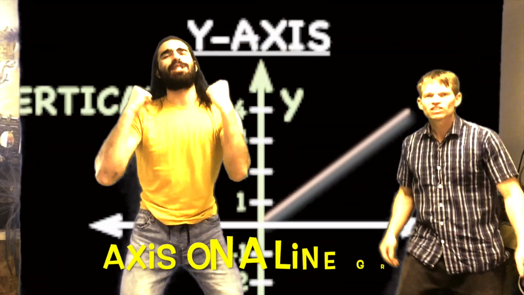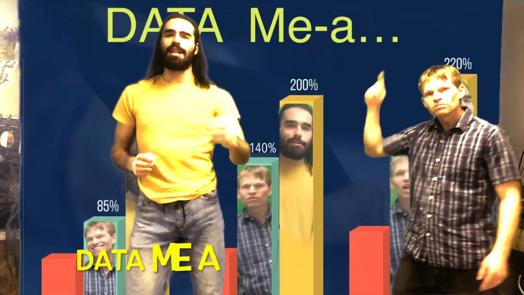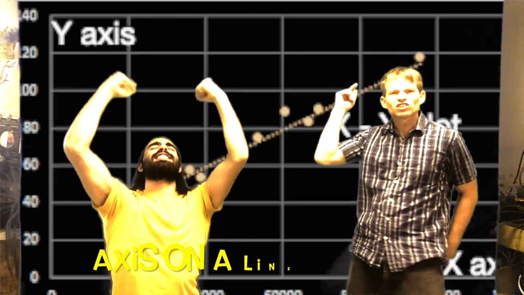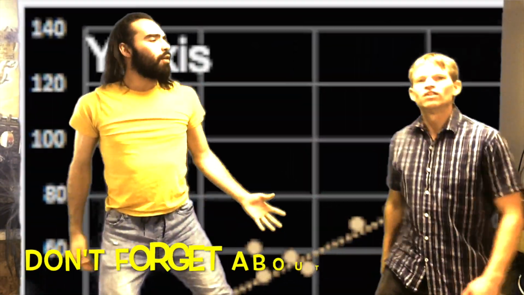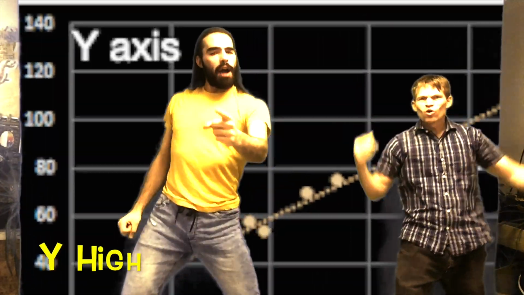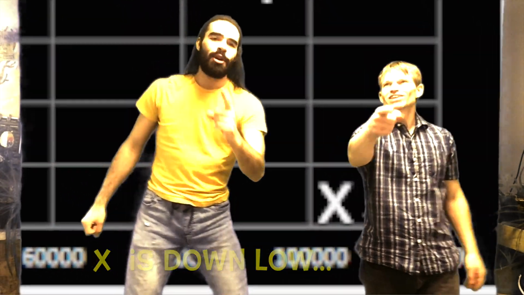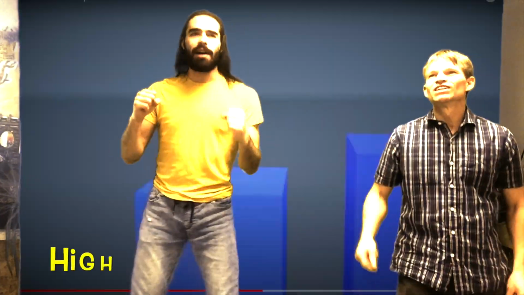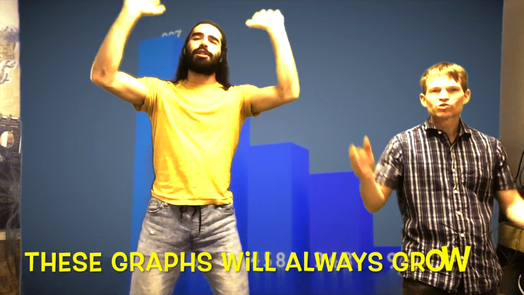Y axis on a line graph. Data media. Y axis on a line graph. Don't forget about the x-axis. Push these charts to the maxes. Y high, X is down low. Data media, now I really know. High, these graphs will always grow.